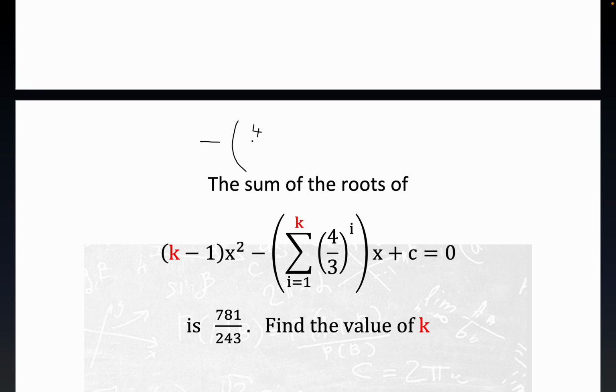4/3 is the first term when i is equal to 1. i is the index of the summation. And then when i is equal to 2, this becomes what, 16/9? And again, what I'm writing down is the coefficient of x in this quadratic.